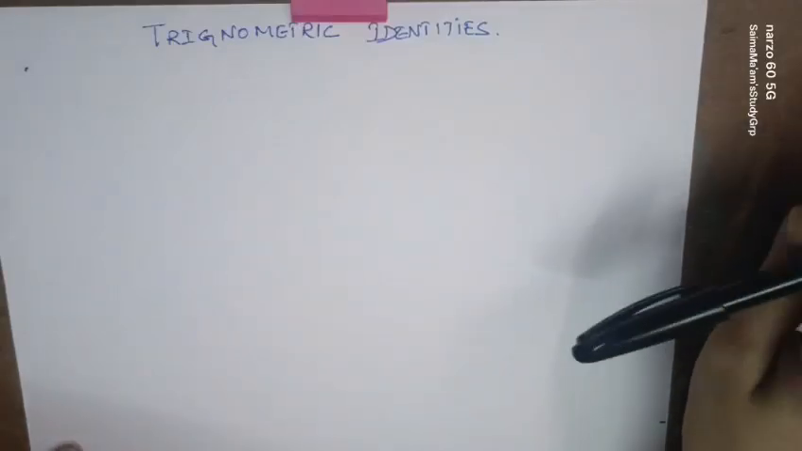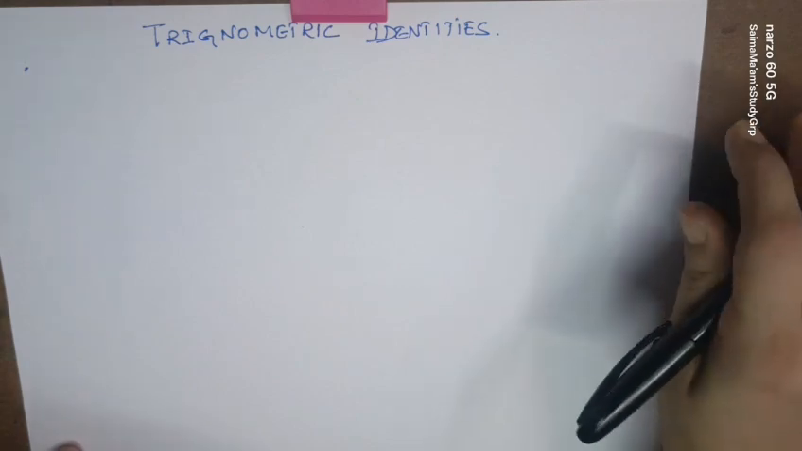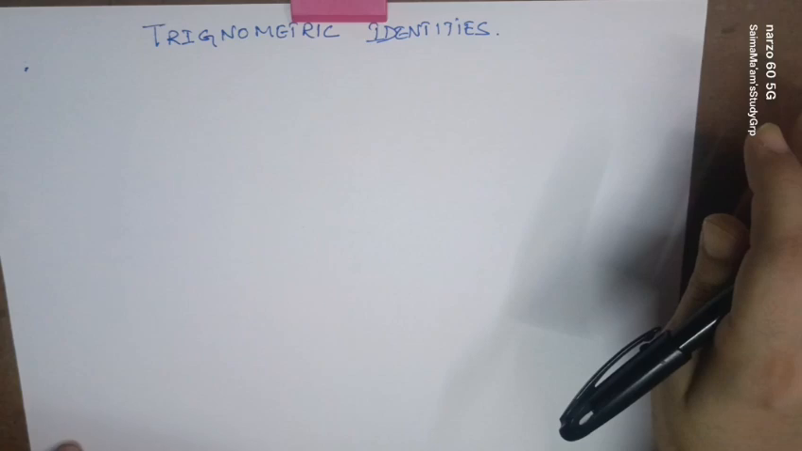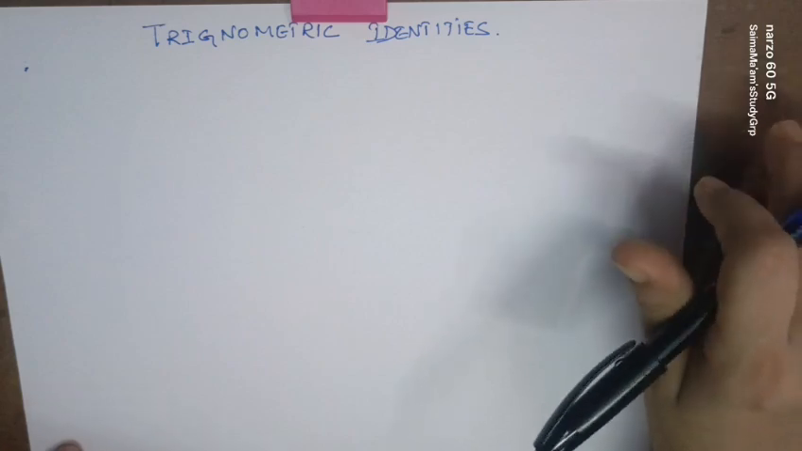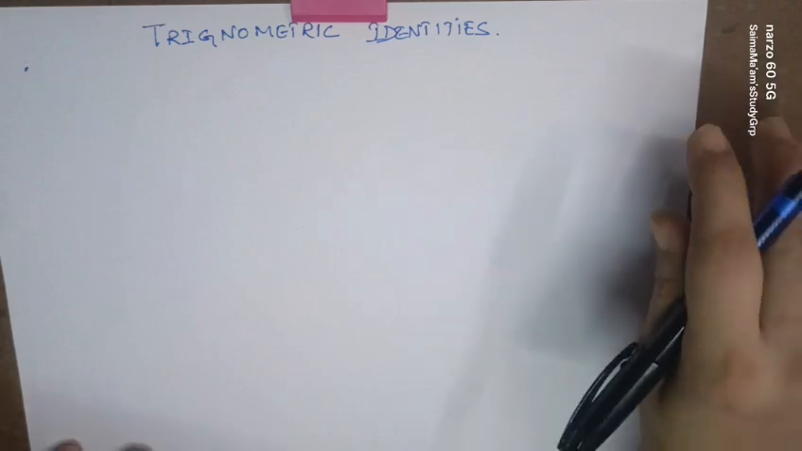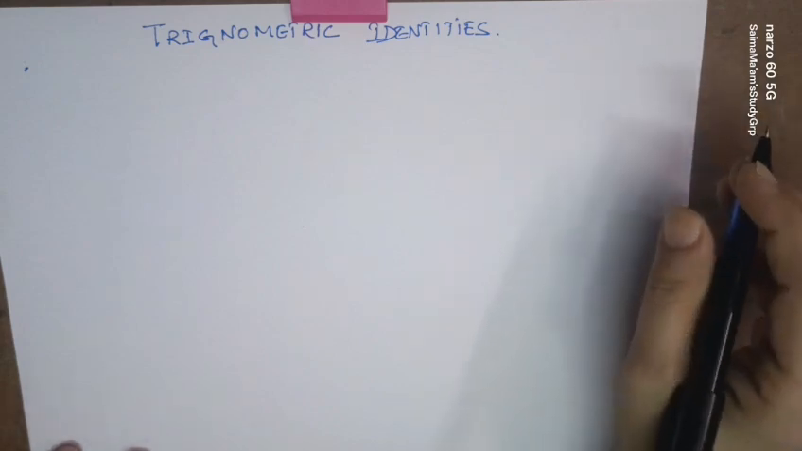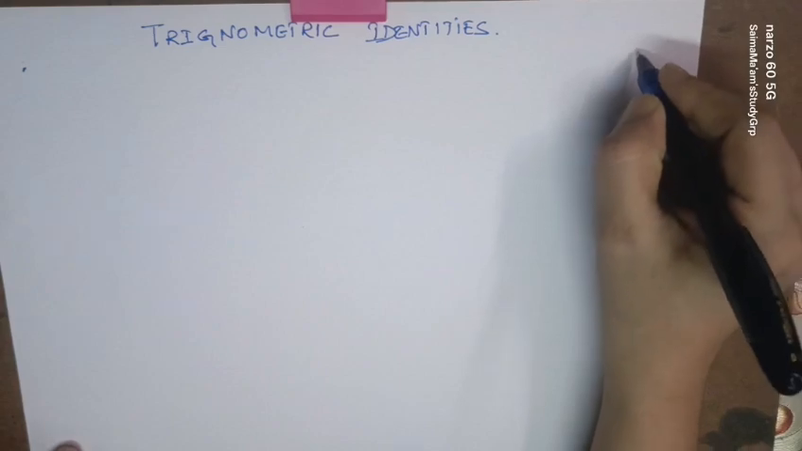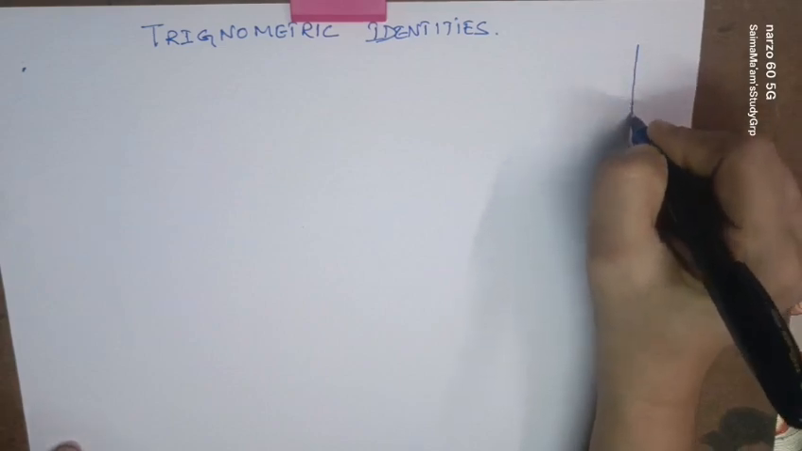Hello students. Today I am going to discuss trigonometric identities, and this is the very first chapter of your class 10 identities part. Okay. Now this trigonometric identities is related with your right angle triangle.